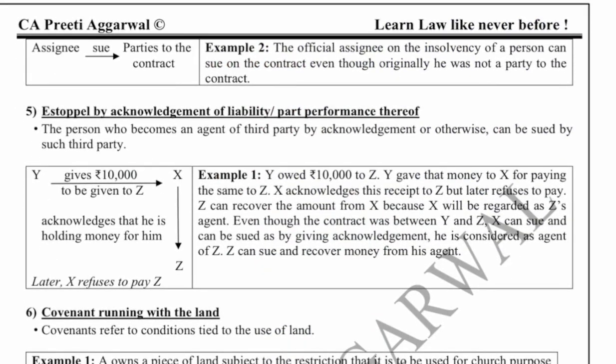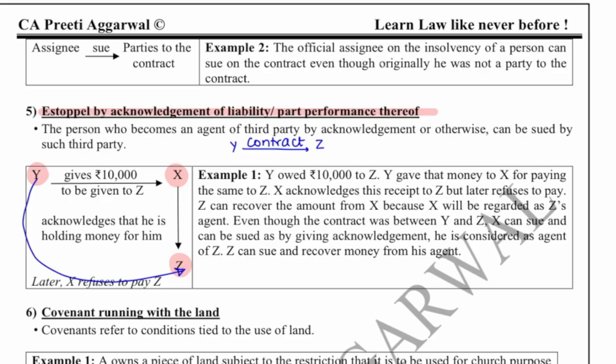Estoppel by acknowledgement of liability or part performance thereof. See, estoppel means that the person is not actually the owner. He is not actually the partner. He is considered just like a partner, just like an agent. He's just like the owner. Now, Y gave 10,000 rupees to X to be given to Z. Now, why will someone give money? Because there is a contract between Y and Z, and Y needs to pay money to Z. X says, I'm going near Z's house, I will pay it to him. So Y gives him 10,000. So there is a contract between Y and Z.